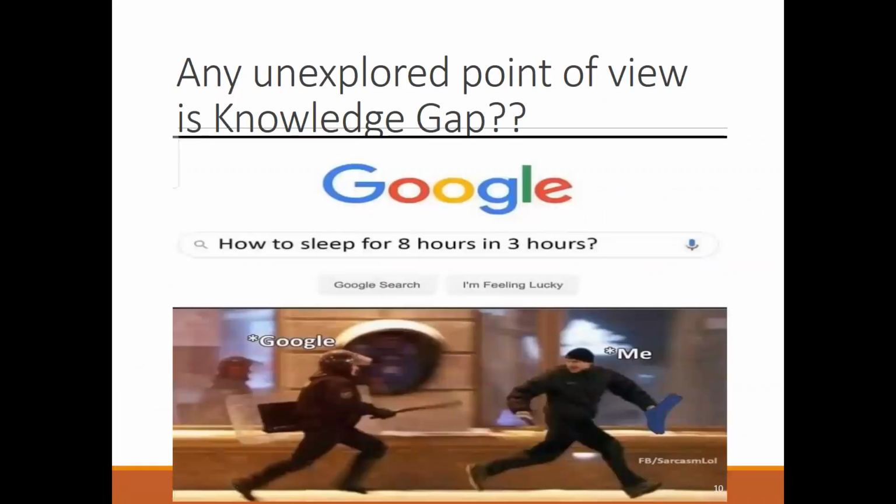Again, I will try to emphasize that when you are trying to find knowledge gap, it is not a random combination of keywords. The keywords need to be scholarly. The keywords should make some sense. Okay, so there should not be a random combination of keywords, because, for example, let me give you an example.